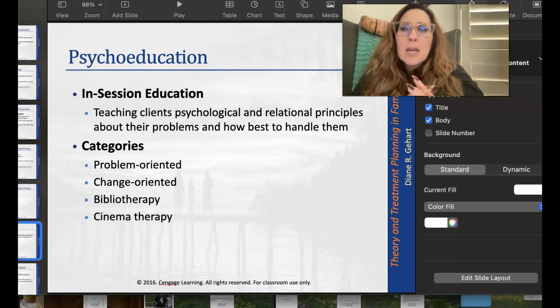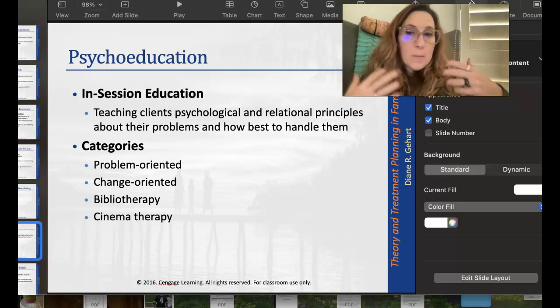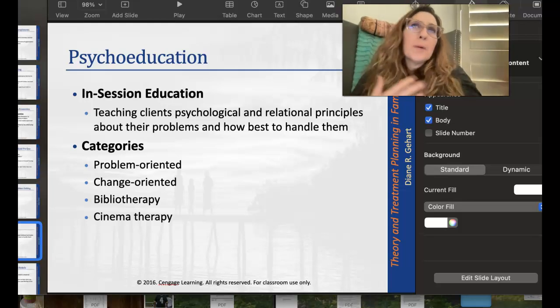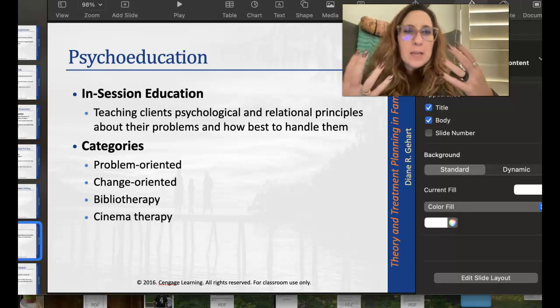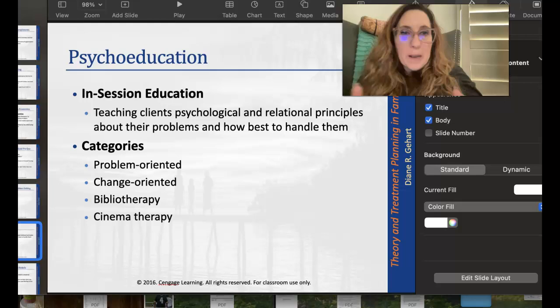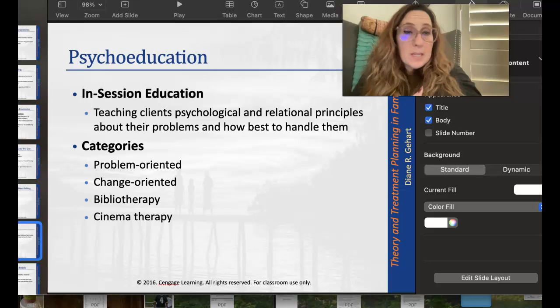Okay. In session, teaching clients psychological and relational principles about problems and how to best handle them. So, you could have them watch a movie, read a book, challenge them in some way to learn and to grow about the material. Maybe if you have a workbook you want them to do, or worksheets, or journaling things that you want them to do, all meant to help them grow as people, to be able to implement what you're asking them to do in session. I think knowledge is power. I will say that over and over again. The more people know and understand, the better the outcome is going to be.